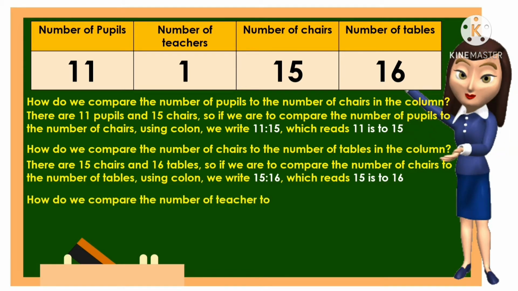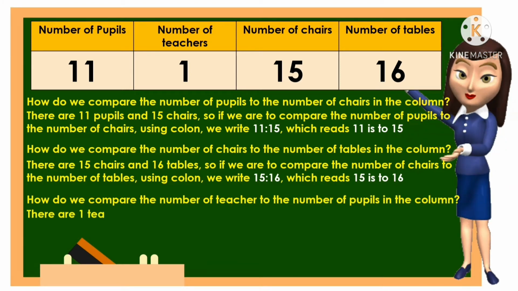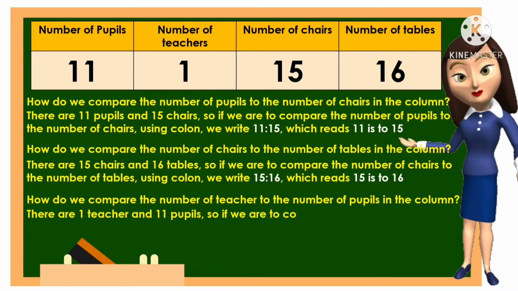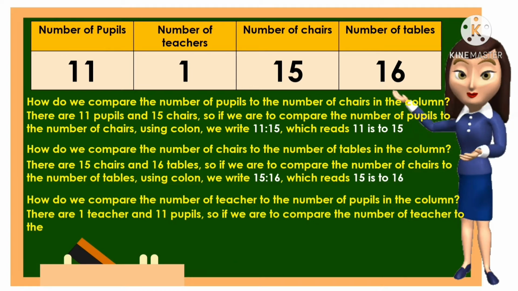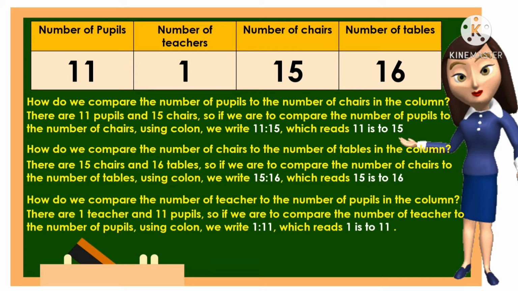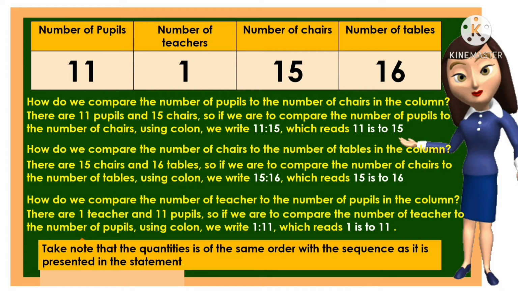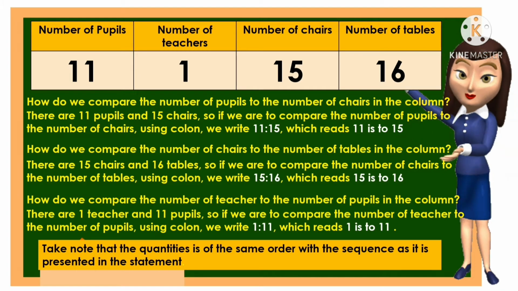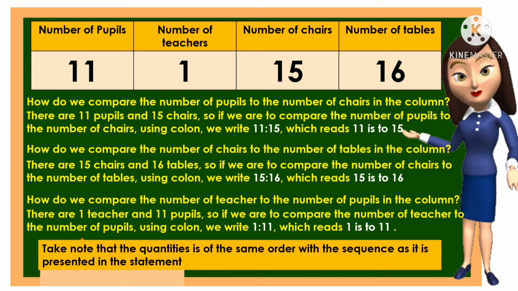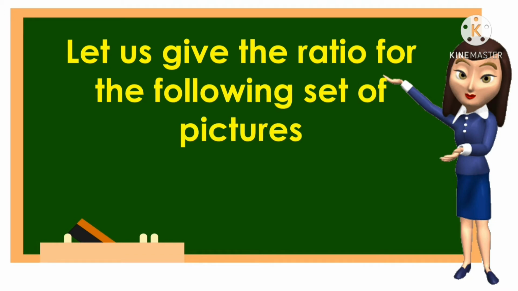How do we compare the number of teachers to the number of pupils in the column? There are 1 teacher and 11 pupils. So if we are to compare the number of teachers to the number of pupils using colon, we write 1 is to 11, which reads 1 is to 11. Take note that the quantities are of the same order as the sequence as it is presented in the statement. Let us give the ratio for the following set of pictures.